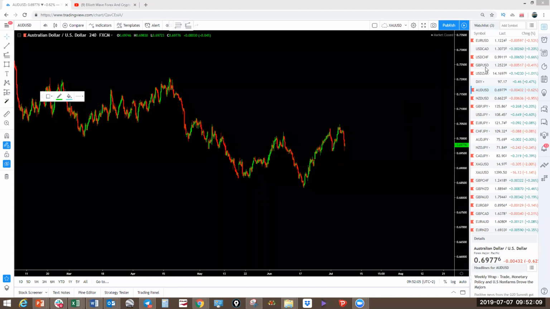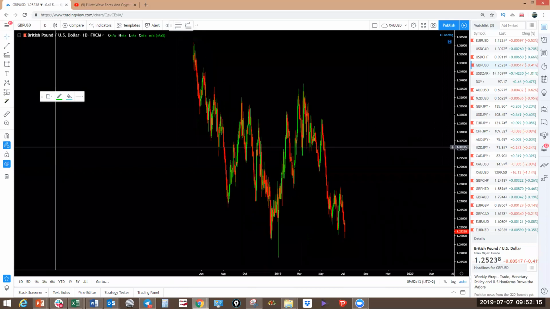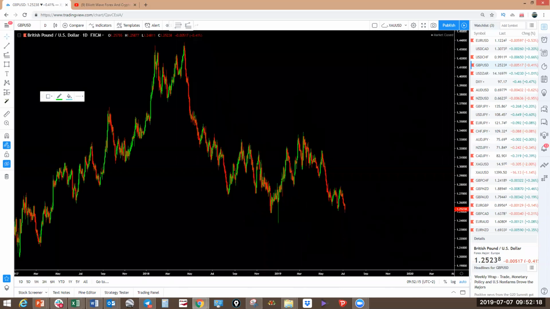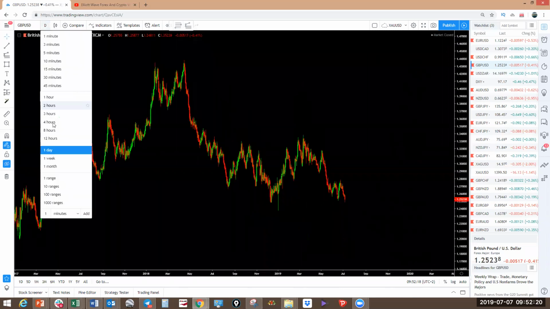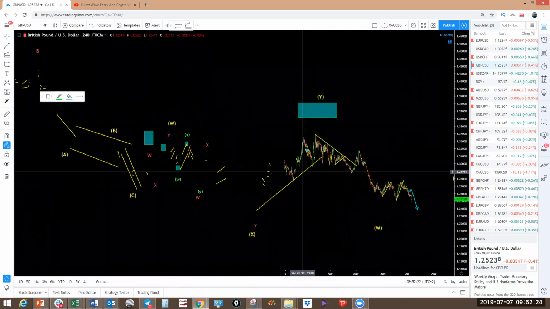Just to give you an example of an AB base pattern, if you look at pound US dollar on the daily, I don't have a lot of time now. We've spent a lot of time looking at the setups. Let's look at it on the 4-hour. You can take a screenshot and go study it. Maybe next time we'll discuss it.